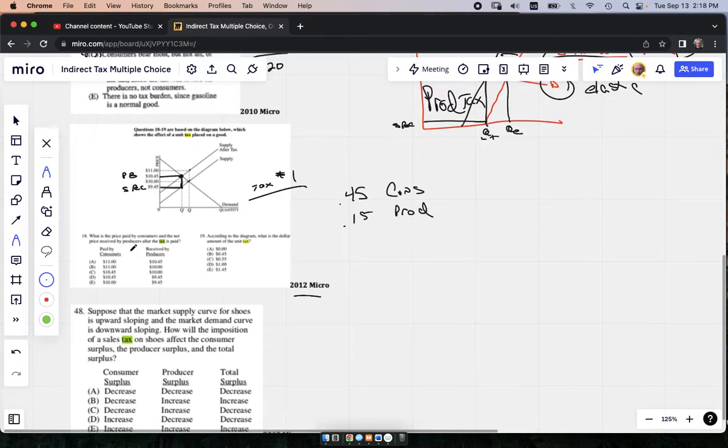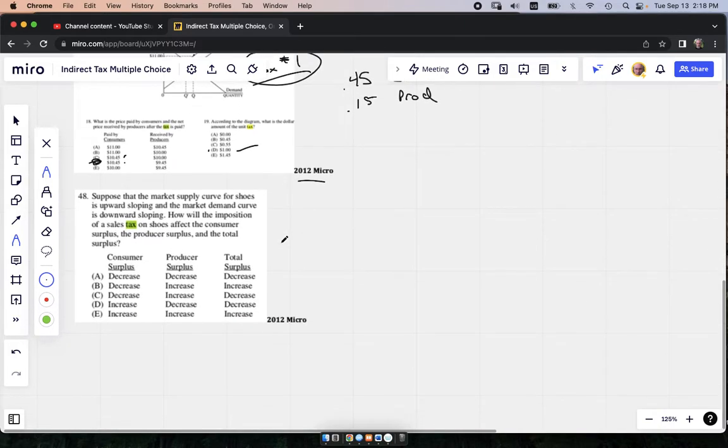All right, let's see if we can answer this. What is the price paid by consumers and the net price received by producers after the tax? Well, we know consumers pay $10.45, and the seller would receive $9.45. Here it is, easy enough. According to the diagram, what is the dollar amount of the tax? You and I already figured it out. The vertical distance, it's $1. Easy, easy, easy.